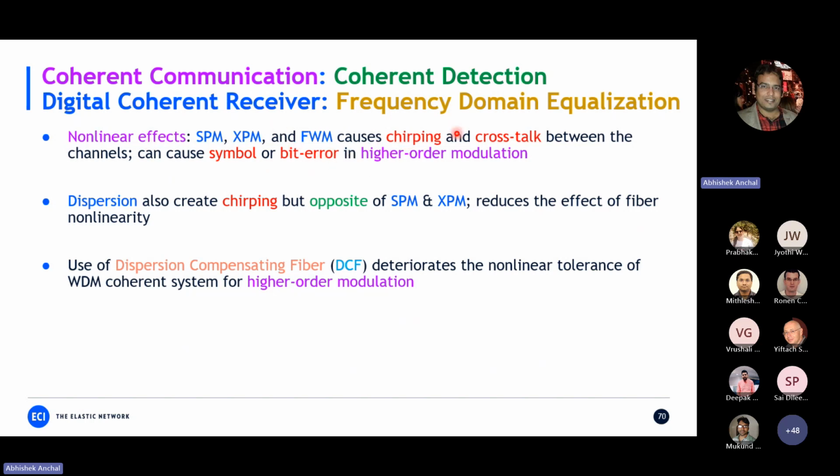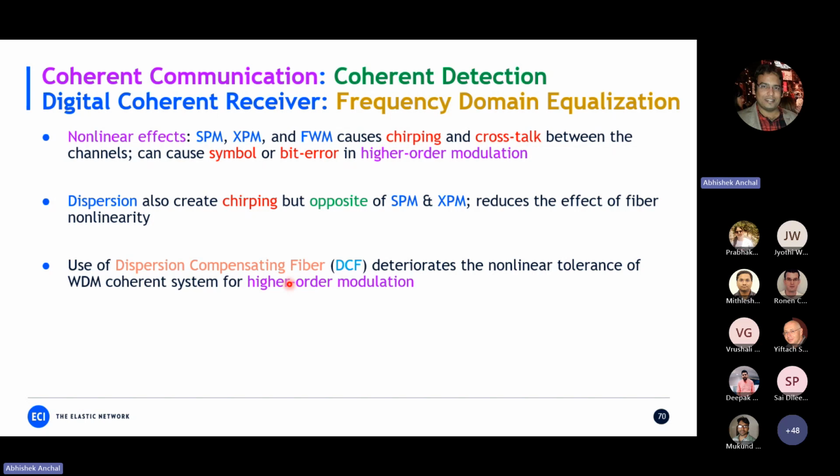So all these nonlinear effects cause what is called chirping. And if you look at the dispersion, this also creates chirping, but the direction is opposite to the direction of the SPM and XPM. So if both effects are present, they try to compensate each other. So chirping due to dispersion actually tries to reduce, not compensate, but reduce the effect of nonlinearity. And this is the reason if you transmit higher order modulation, where nonlinearity plays a major role, not the dispersion, we let dispersion happen in the fiber so that the effect of nonlinearity will be reduced.